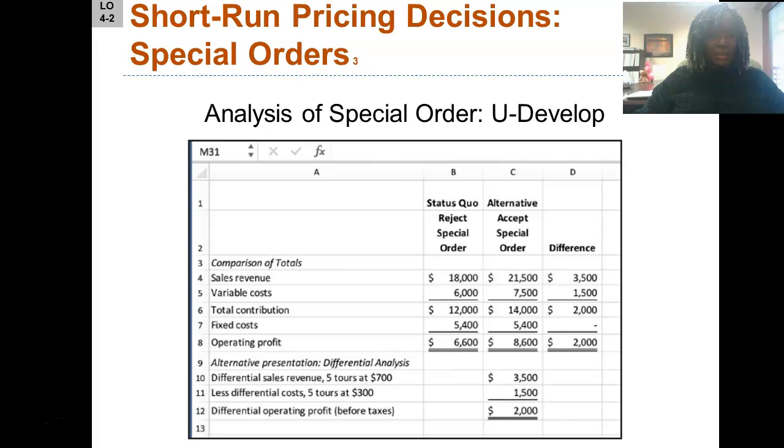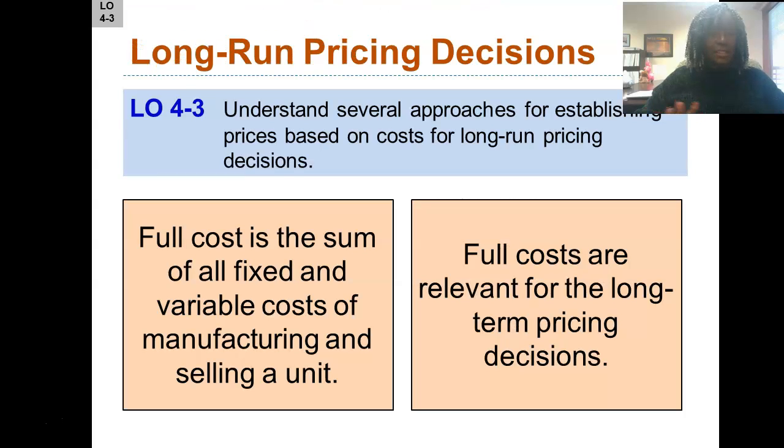If we reject the offer and stay where we are, we have an operating profit of $6,600. So the differential then becomes $2,000. Should we accept? Should we not? Again, that's what this chapter is all about. Should we stay where we are? And if we do, why would we stay where we are?